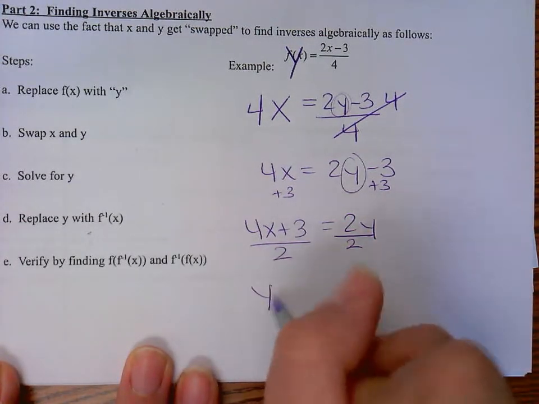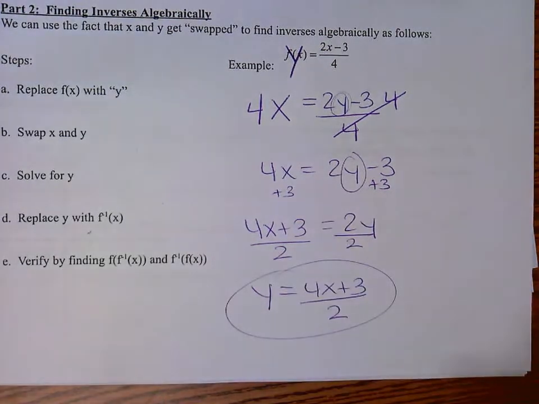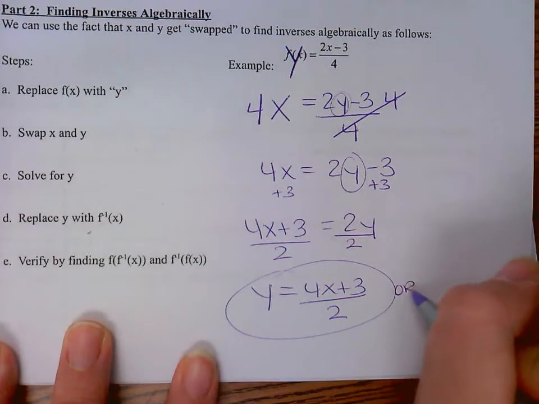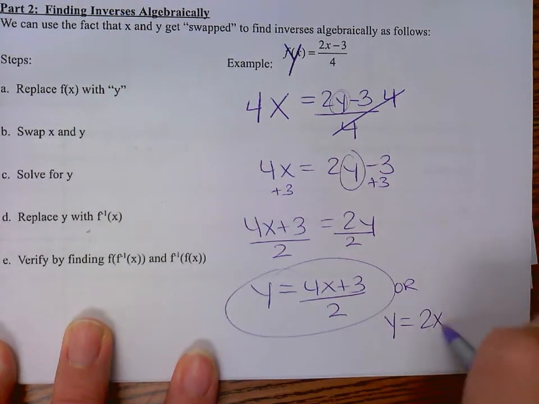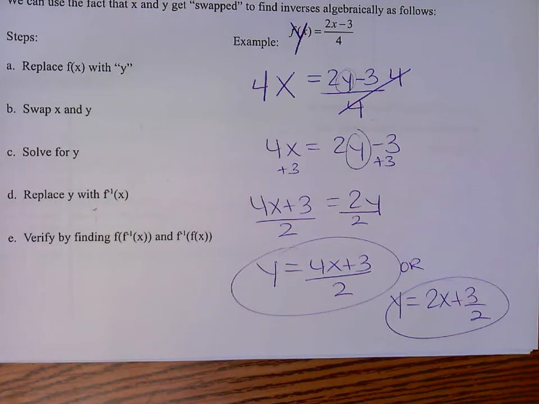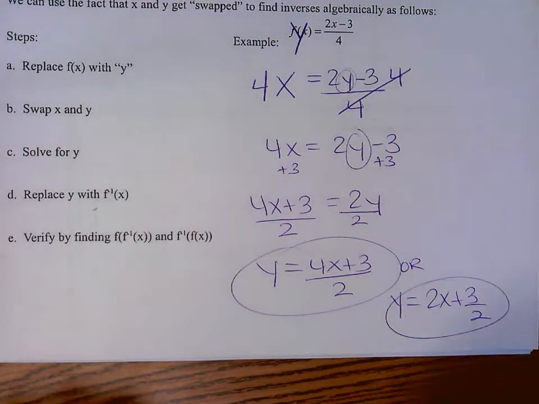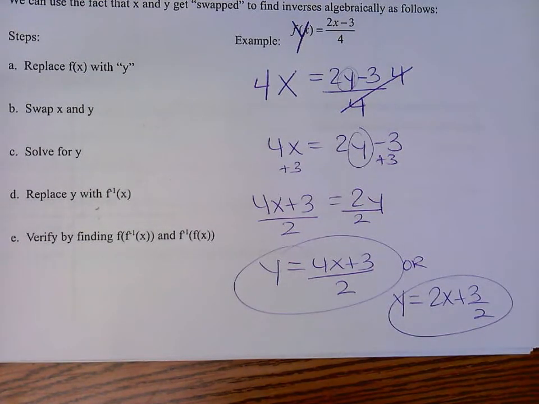So you could either leave your answer just like that, y equals 4x plus 3 divided by 2, or if you like to write it as 2x plus 3 halves, that's the same answer, I just actually divided by 2. But your goal is to write it as y equals at the end. To me, that's a lot easier than graphing it, switching the points, guessing at the equation. This gets you the exact equation without having to guess.